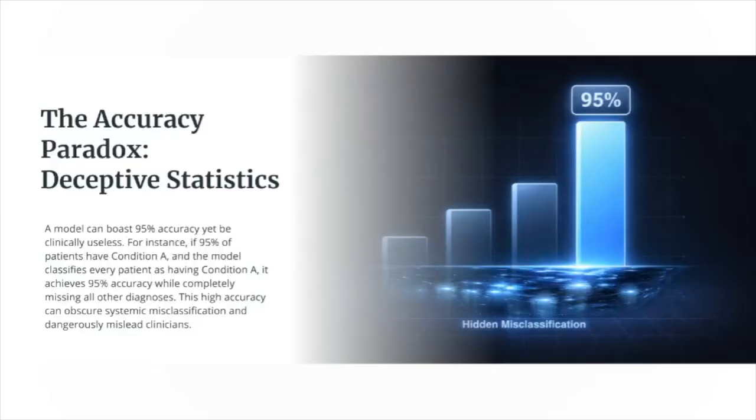This brings us to the accuracy paradox, a well-known problem in machine learning. Imagine a data set where 95% of patients have condition A. A model that simply labels every patient as having condition A would achieve 95% accuracy, even though it fails to identify any other condition. That level of accuracy sounds impressive. 95% is high, right? But it is clinically meaningless. Probabilistic chatbots fall into similar traps because they rely on statistical patterns rather than diagnostic reasoning. High accuracy achieved through majority guessing does not make a model useful or safe in medical environments.